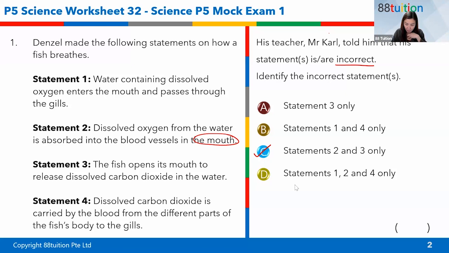So it actually doesn't open its mouth to release this. The dissolved carbon dioxide in the water will leave the fish through the gill cover.